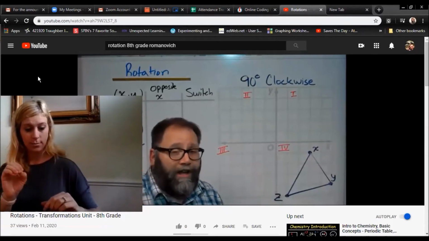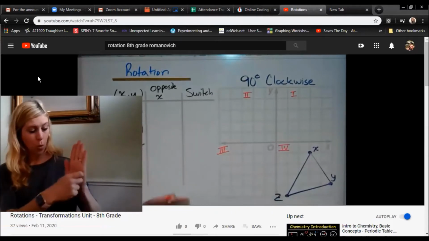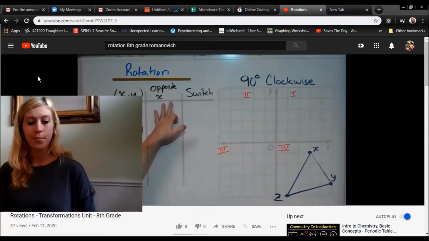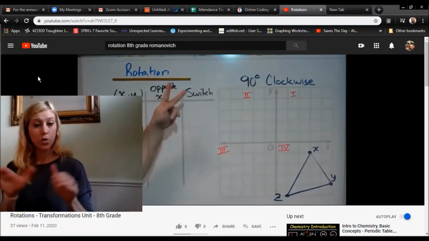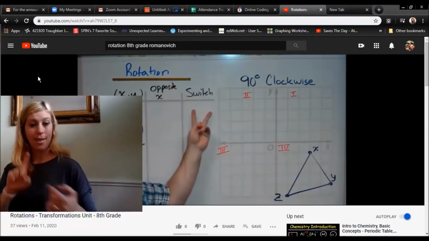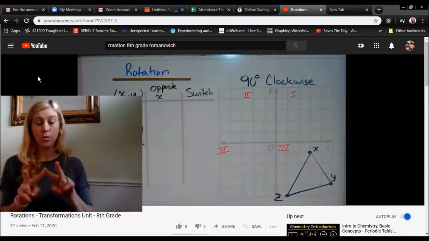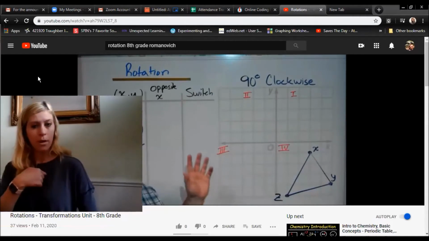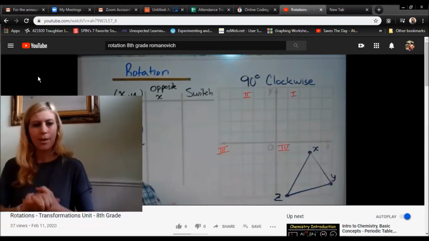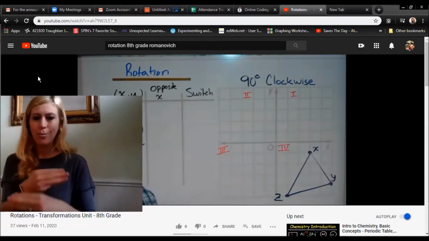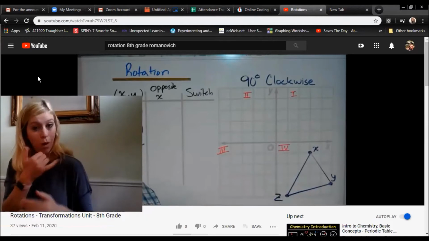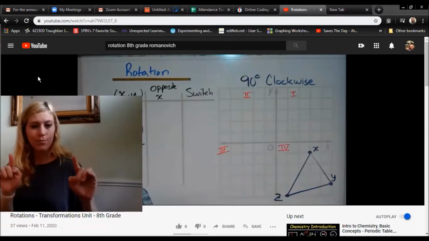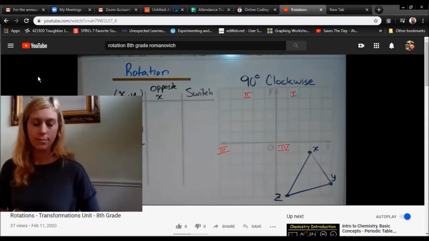Now the rule for 90 degrees clockwise is this. We want to take the opposite x and then switch the values. So let's just walk through that. Now for me, it took me a long time to believe this. Like I had to do the math, I had to check it, I had to try to prove it wrong. But eventually I came to realize that it does work. So let's do it and we'll see when you start believing it.